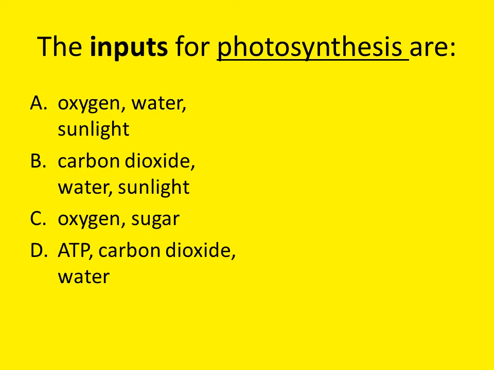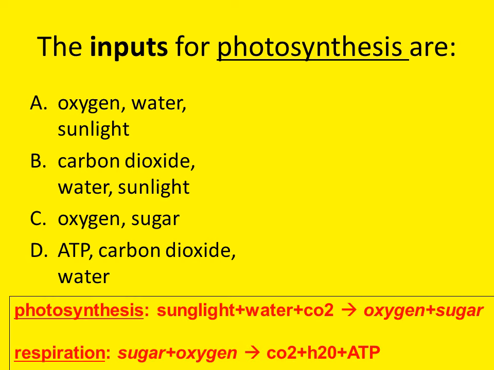And then respiration is sugar plus oxygen, arrow to the right, carbon dioxide plus water plus ATP. So that's all the inputs and outputs for photosynthesis and respiration. You should memorize those. There they are.